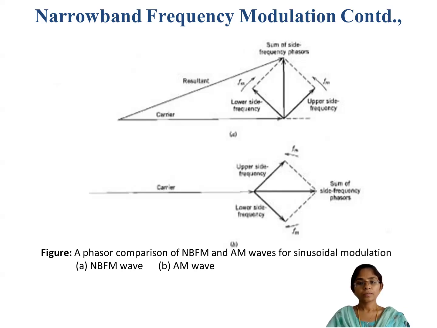So coming to the phasor representation of narrowband FM, here we have a negative sign for the lower sideband. So this is the carrier, the upper sideband and the lower sideband, because we have a negative sign for the lower sideband, and this is the resultant phasor.